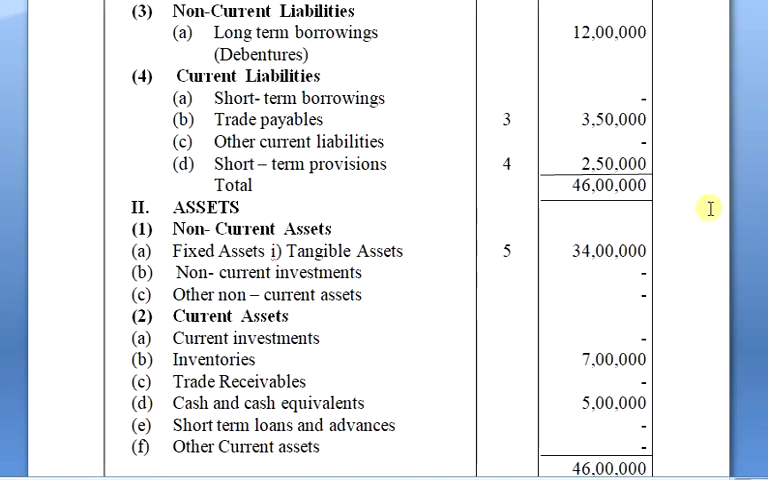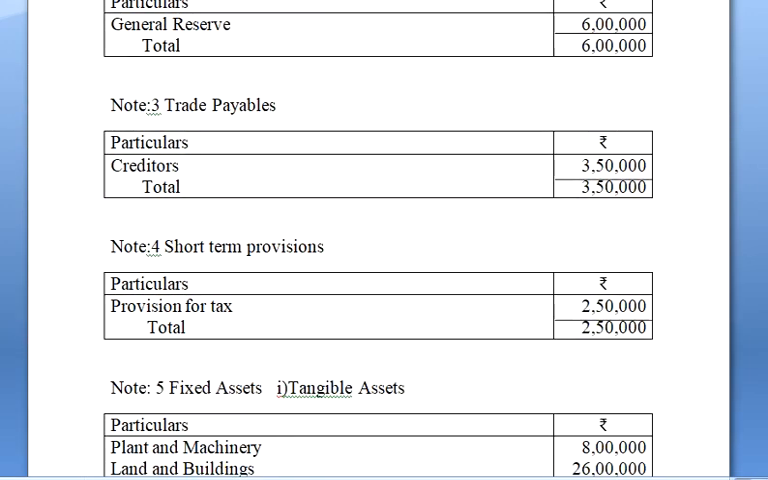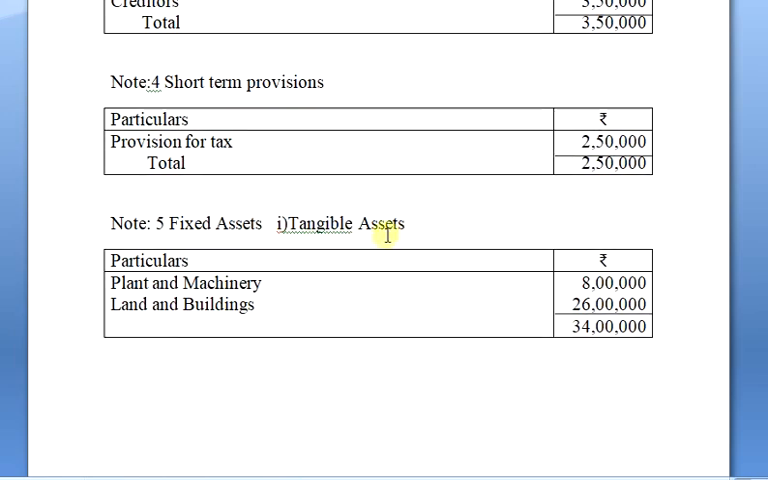These assets are tangible assets. We have maintained note number 5 also for that. We can see the note also here itself. So fixed assets, under that tangible assets, plant and machinery 8 lakhs, land and buildings 26 lakhs, total it becomes how much? 34 lakhs, my dear students.